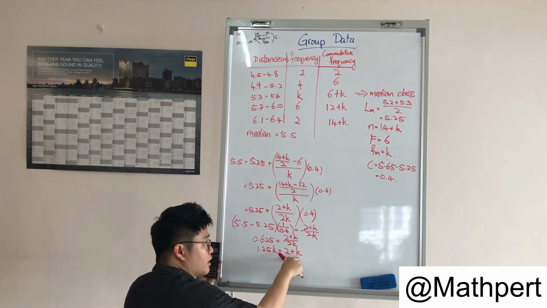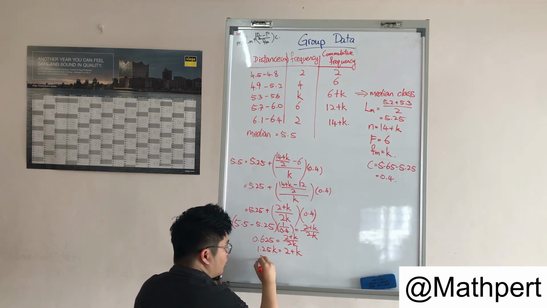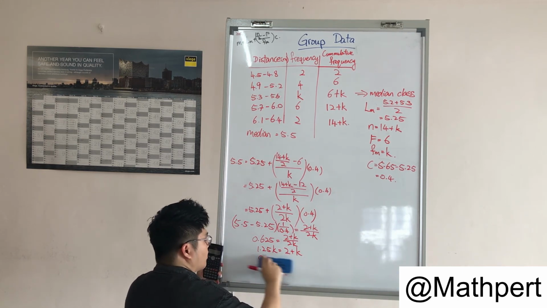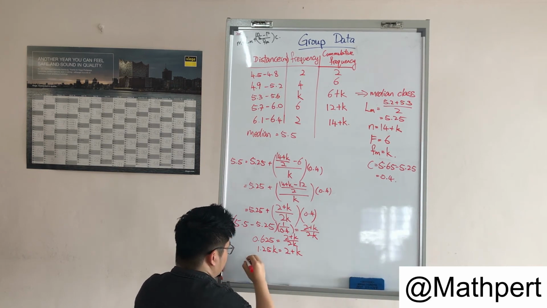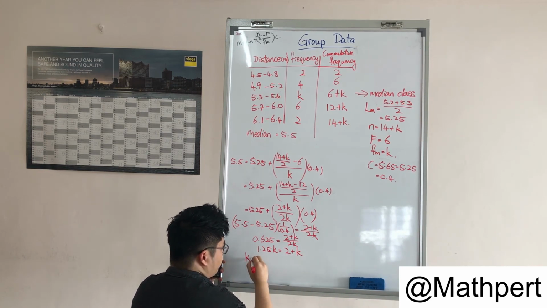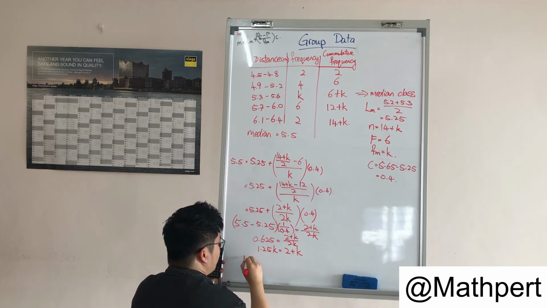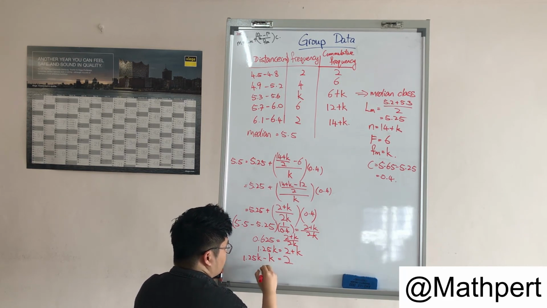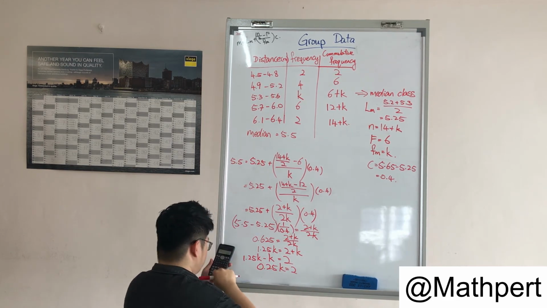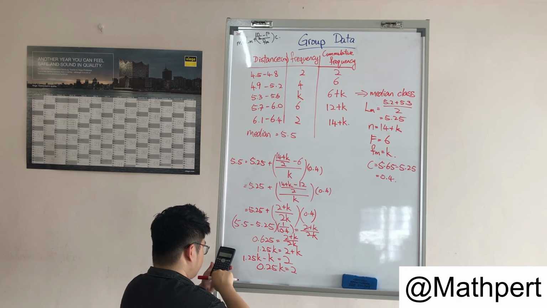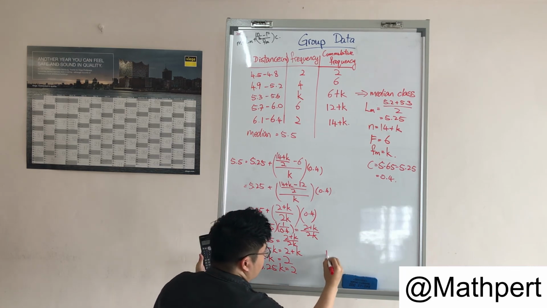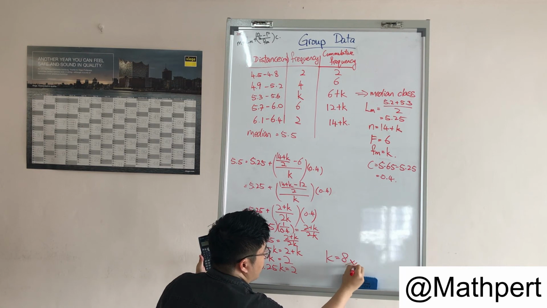So K moving here become minus K. Become 1.25 K minus K equals to 2. That means 0.25 K equals to 2. Then K is equals to 8.